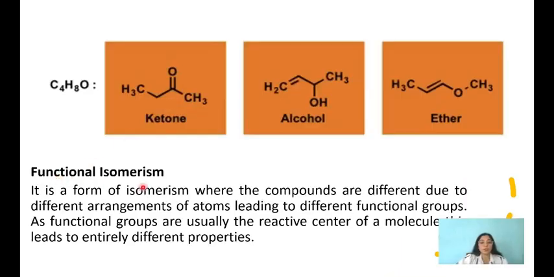Now what is functional isomerism? The name itself suggests there are different functional groups. The molecular formula is the same, C4H8O, but in one you will find C double bond O, a ketone. In another case, the carbon is attached to an OH functional group. And in this case, two carbons are attached to oxygen, which is termed an ether. So you get entirely different properties because of the different functional groups, and these compounds come under functional isomerism.